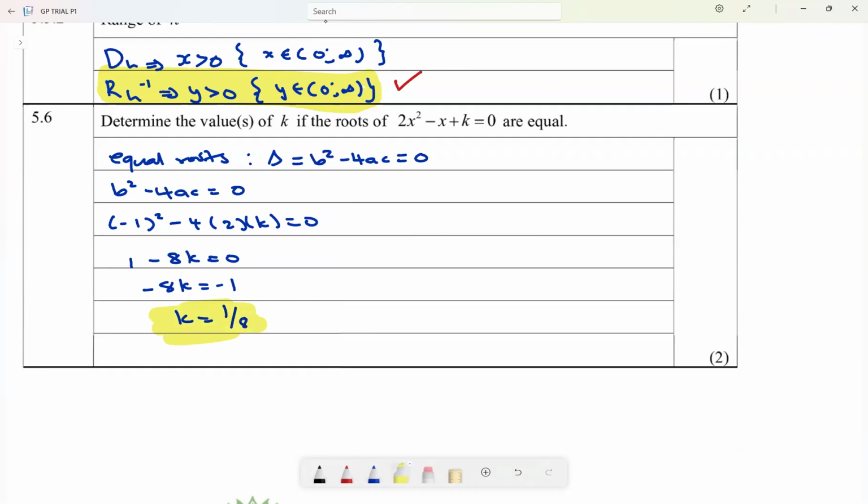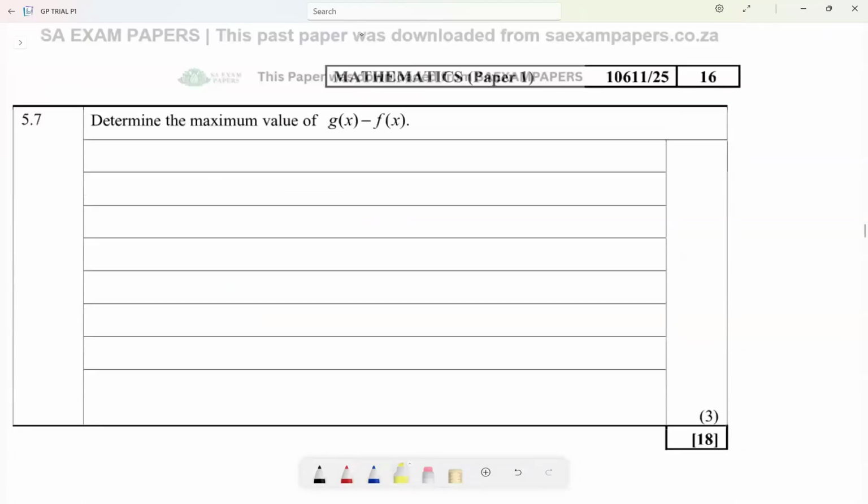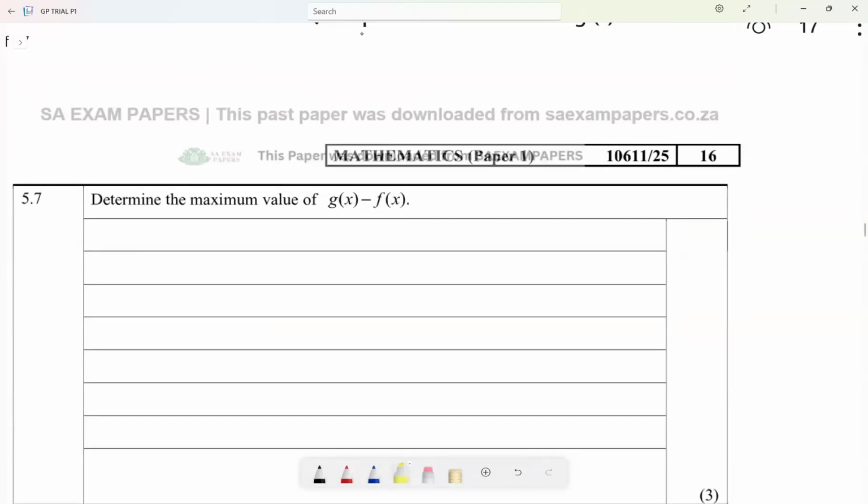And now the discriminant being equal to what? The discriminant being equal to 0. So whichever method that you use, okay, the condition needs to be cleared off. All right. Then I think this is the last question. Yes, determine the maximum value of g of x minus f of x, okay?